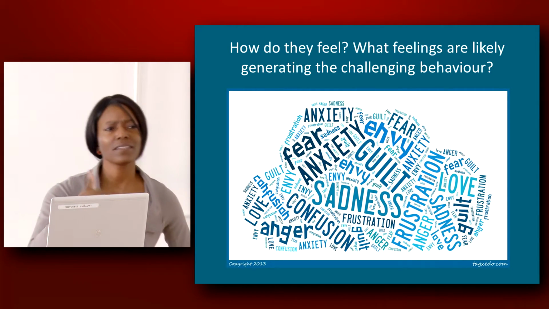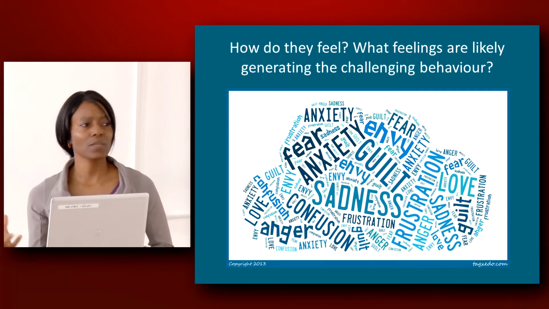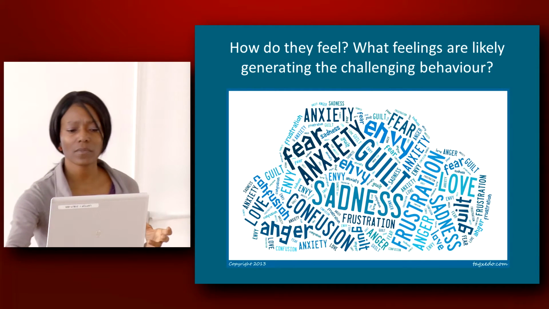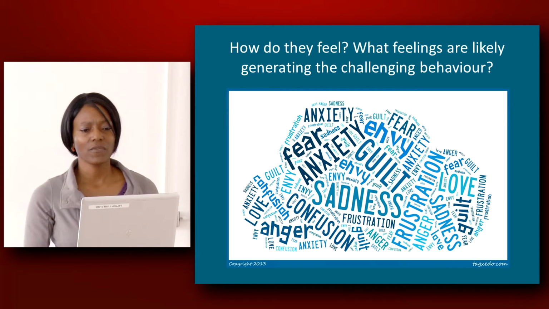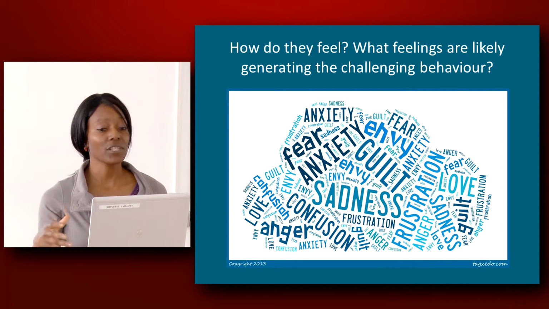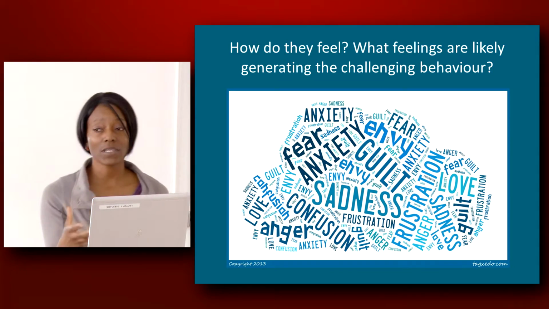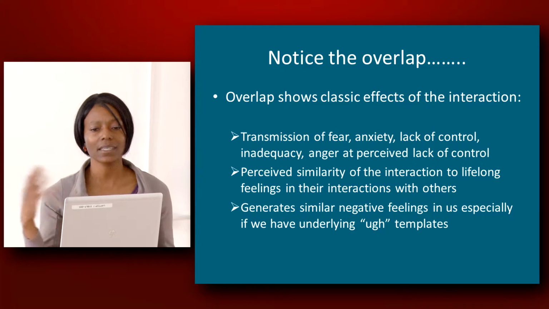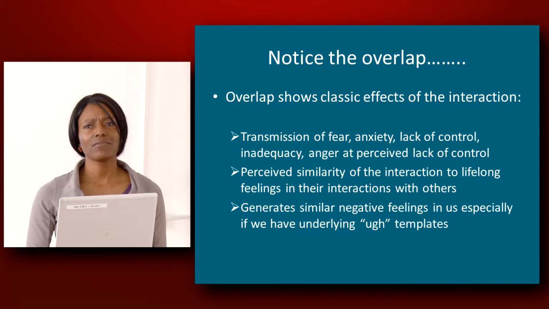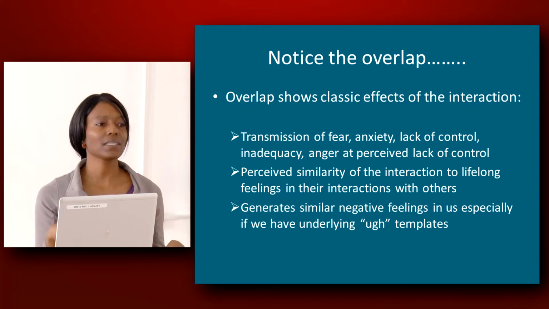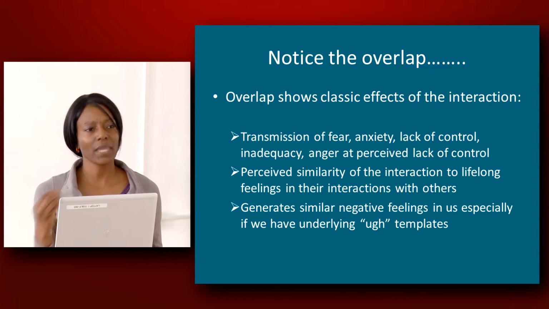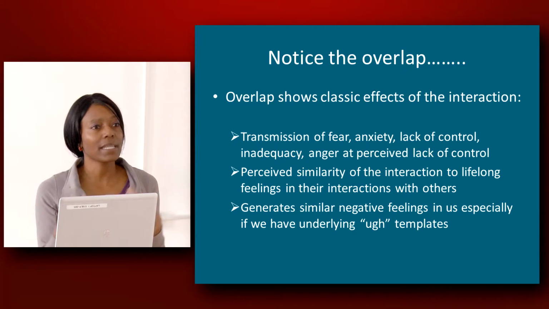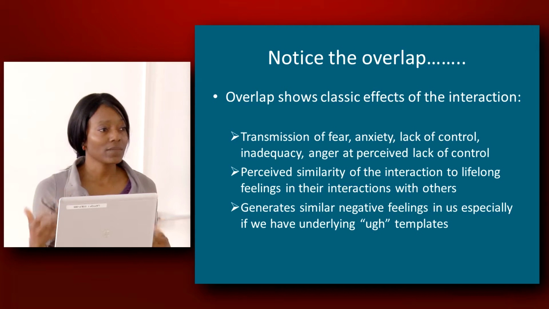So the one thing to notice as you read out some of the emotions you experienced, and some of what you think they might have been experiencing, is that there's a lot of overlap between the two, right? We talked about them feeling anxiety, sadness, confusion, frustration, anger, all of which we've also described experiencing. The overlap really shows some very classic effects of the interaction. They talk about transference and countertransference, and basically it describes the fact that the patient is able to transmit a lot of their fear, anxiety, their sense of a lack of control and inadequacy to us, their anger at their perceived lack of control.